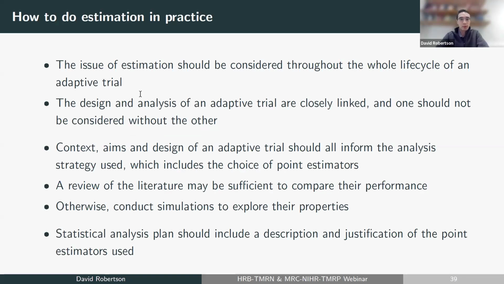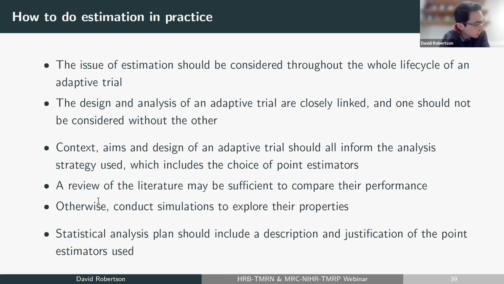This issue should be considered throughout the whole life cycle of an adaptive trial. The design and analysis of an adaptive trial are closely linked, and ideally we should not consider the analysis without considering the design, or vice versa. I think it's difficult to say, for this adaptive trial we should use this point estimator, because that really depends on the context, aims and design.